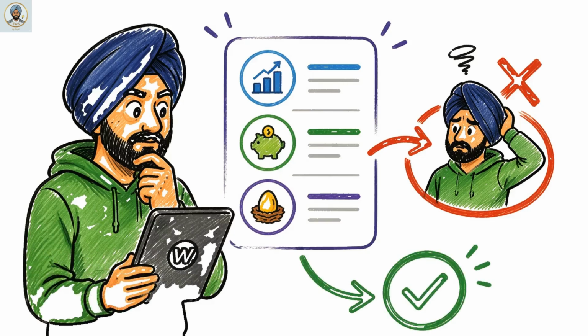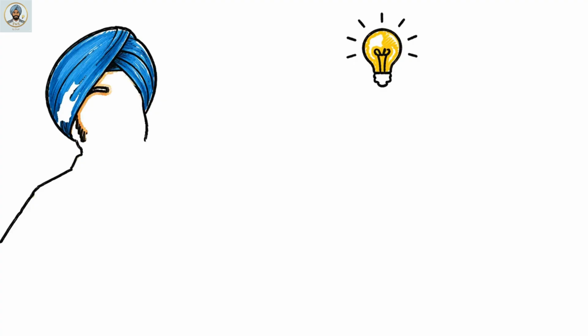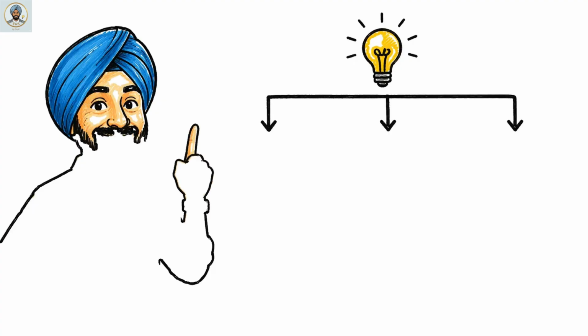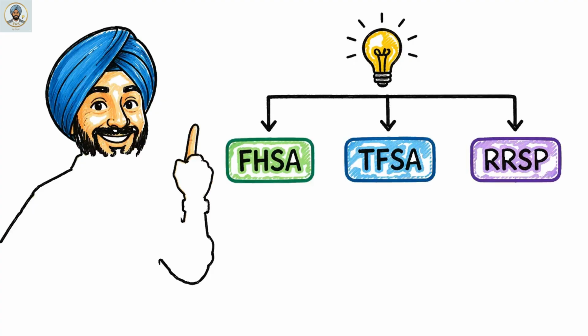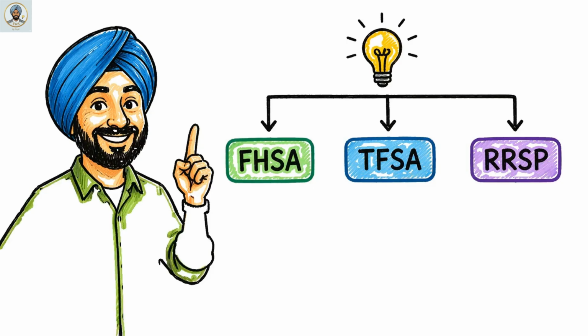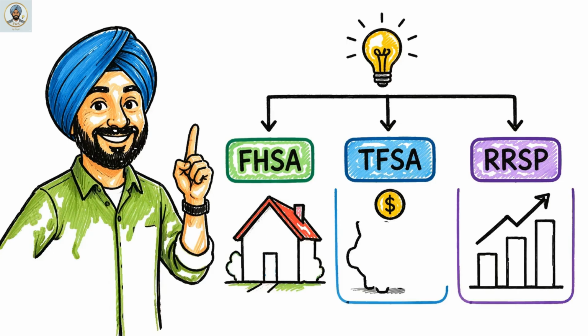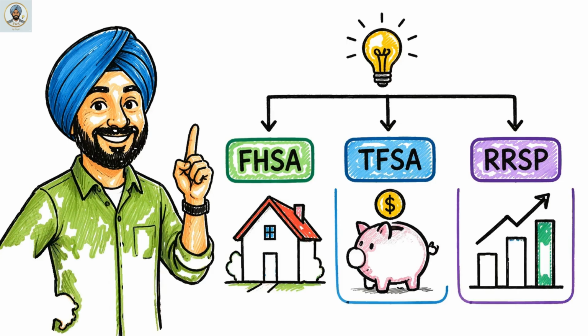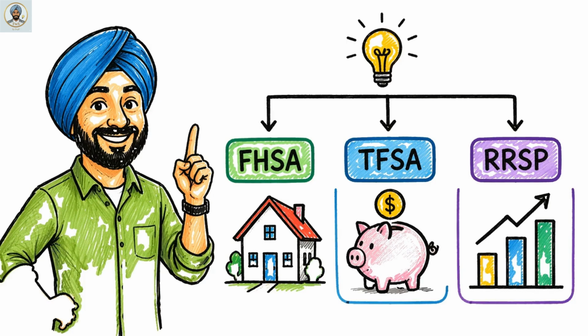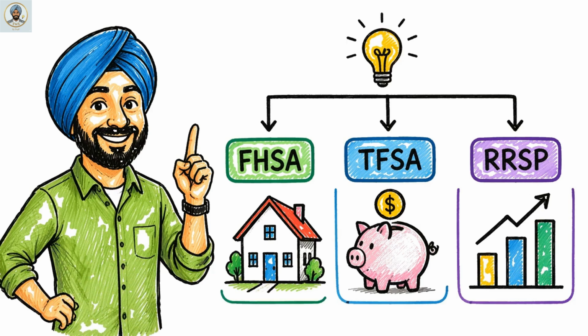Step 2, open the right account. Here's a simplified rule for most beginners. As I mentioned earlier, I have a dedicated video explaining which account is best for you based on your situation. But for now, here's the simple rule. Use an FHSA if you're planning to buy a home. Use a TFSA if you haven't maxed it out yet. And focus on an RRSP once your income starts getting higher.